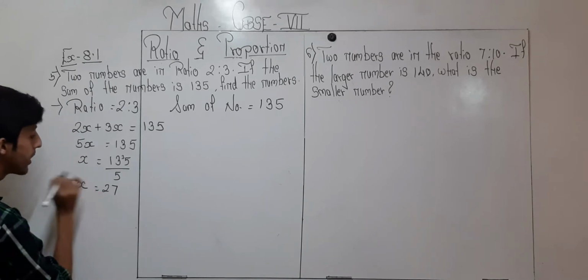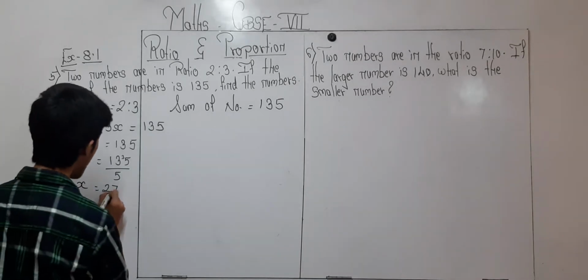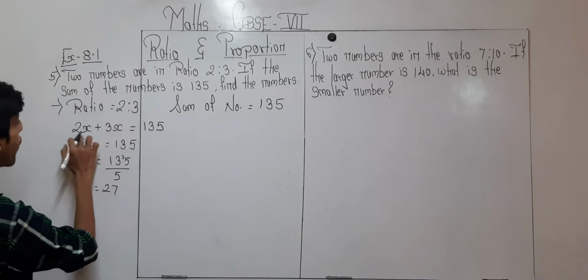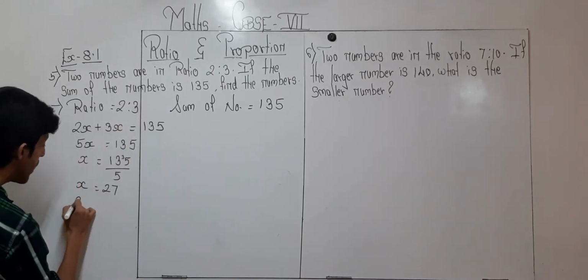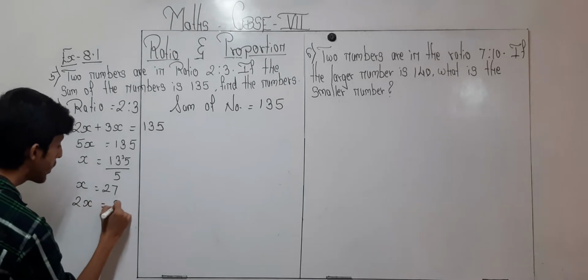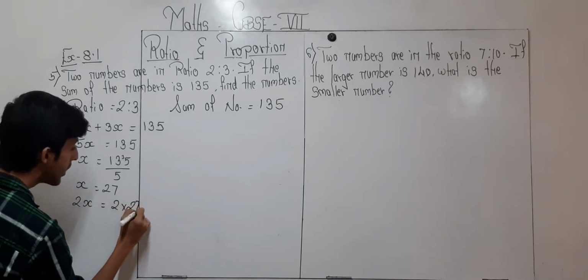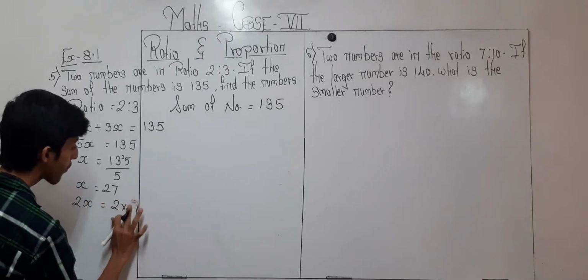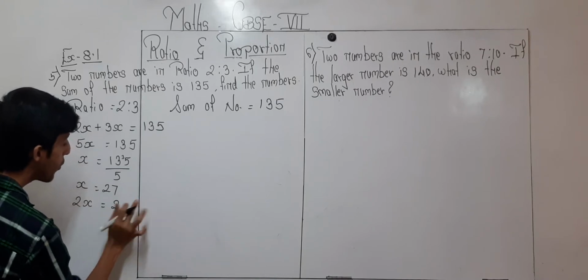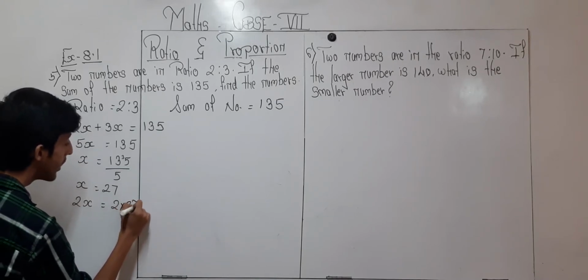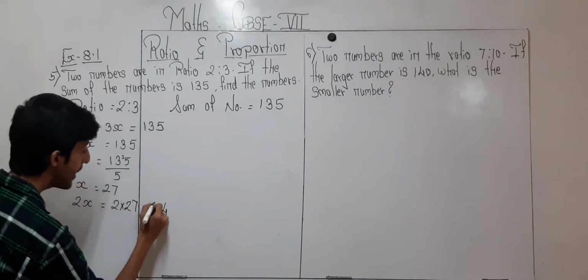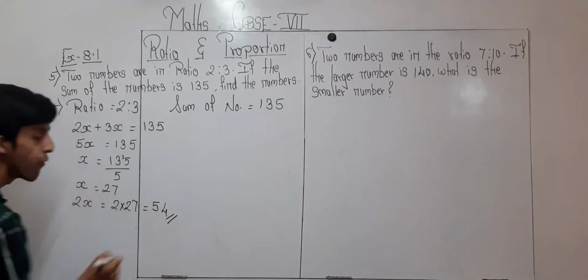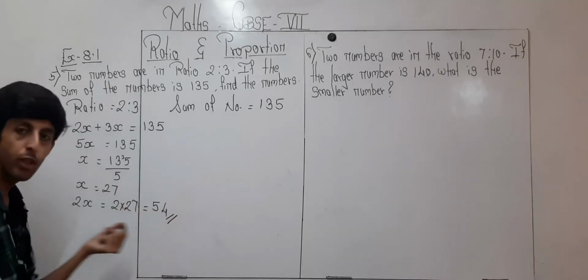So what is my x? 27. Now what is the ratio? 2x or 3x? 2:3. So the first number will be 2 into x, that is 2 into 27. Over here 7 2s are 14, 1 carry, 2 2s are 4, 1 more is 5, so 54. The first number is 54.